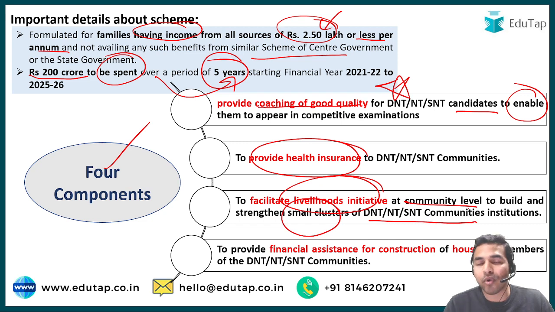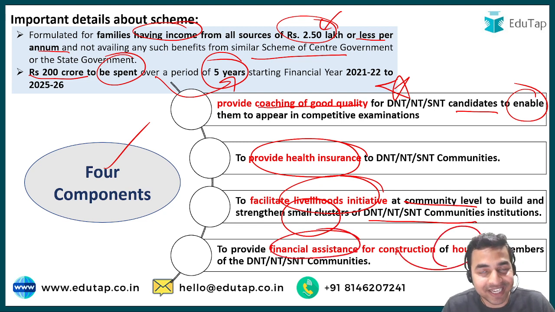And when we talk about the fourth component, under the fourth component, the government is going to provide financial assistance for the construction of houses to the members of these DNT communities.